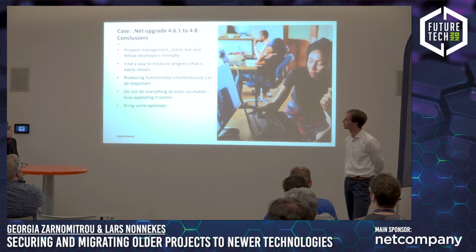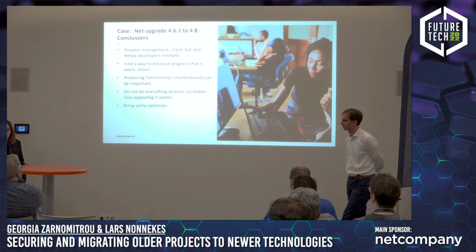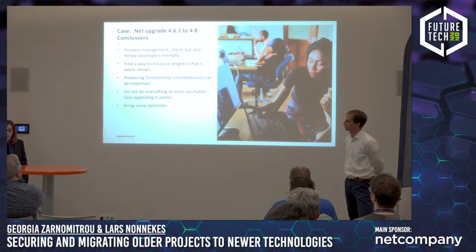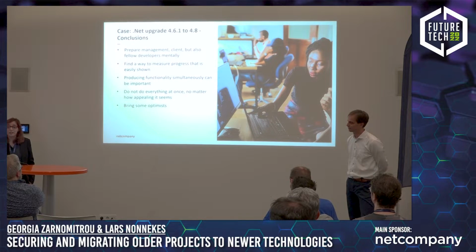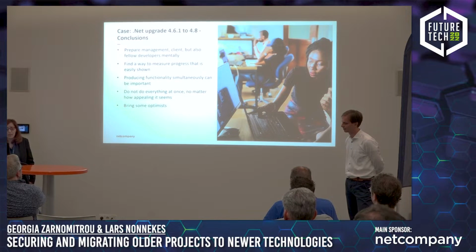So from our conclusions, you need to be able to appease and prepare mentally both the developers and all the stakeholders involved, so they know that things keep functioning as they should, and that things are progressing as expected, even with hiccups appearing. You need to find a way to measure this progress and easily show it to the stakeholders so that they know that things aren't as bad as they might seem at various points. At the same time, producing the functionality gives a sense of safety to the client, so that is also important.